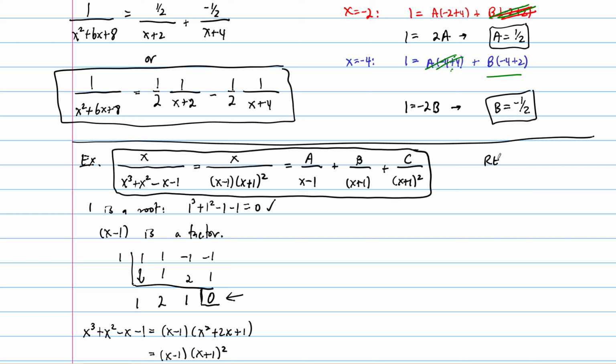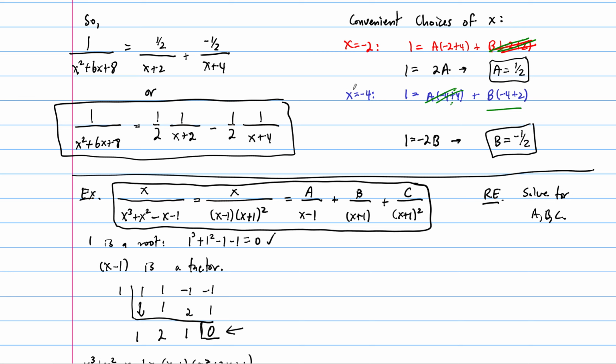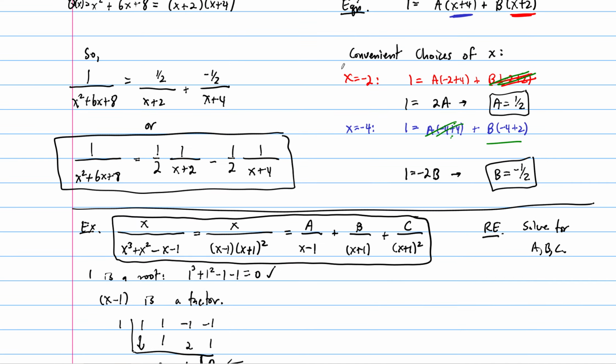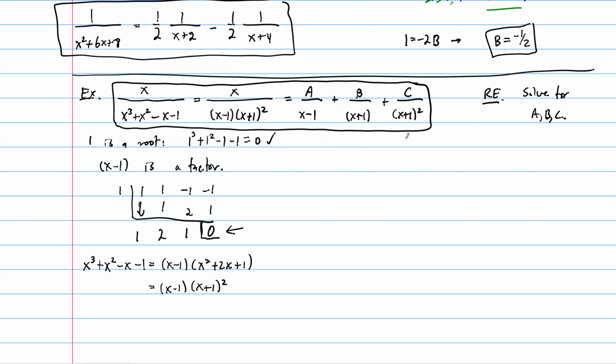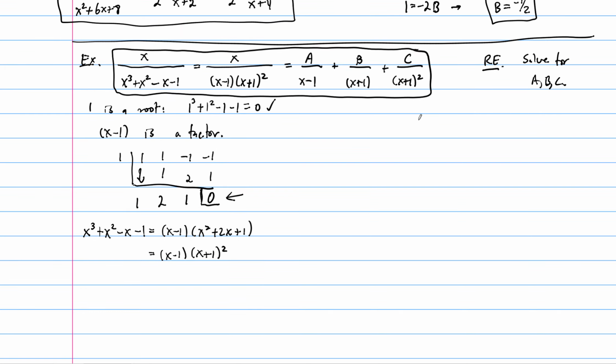So by the way, recommended exercise. This is an implicit exercise. Anytime I don't do something, it's for you to do, right? So solve for A, B, and C. You'll notice that there's only 2 convenient values, but there's 3 unknowns. So you can find 2 of them by the convenient value method that we used up here. And then for the third one, you'll have to choose some other number, any other number. But once you know 2 of them, you choose any other number, and you'll be able to find the third one. So please do that.